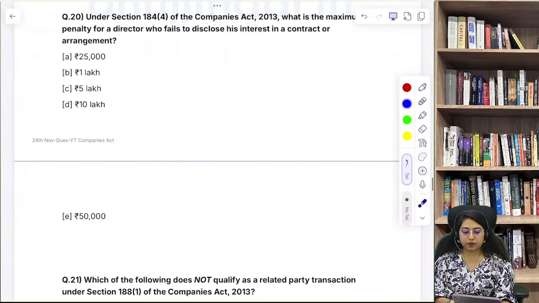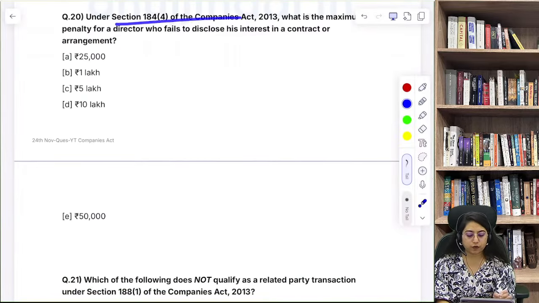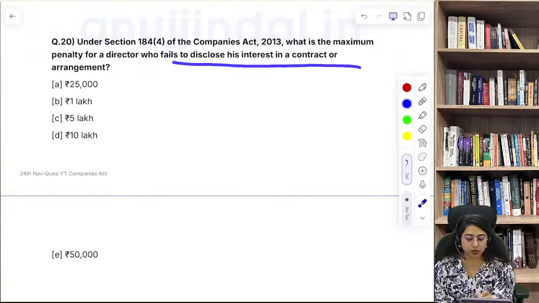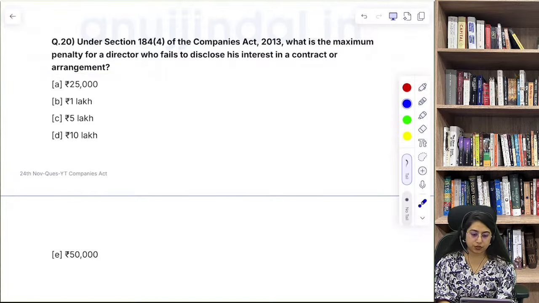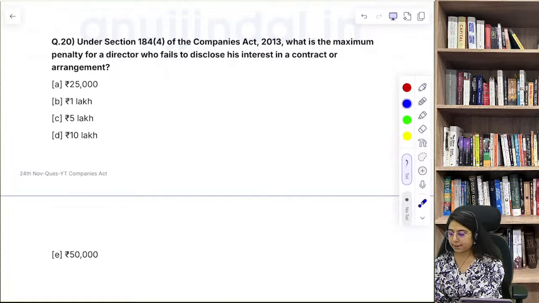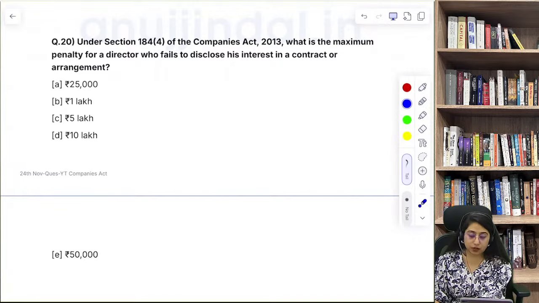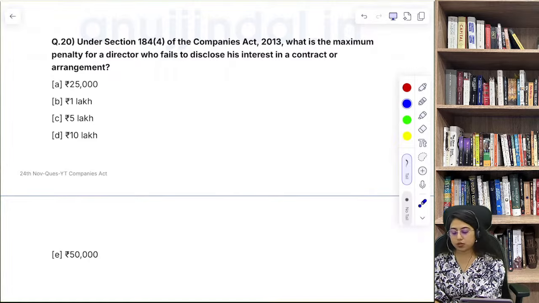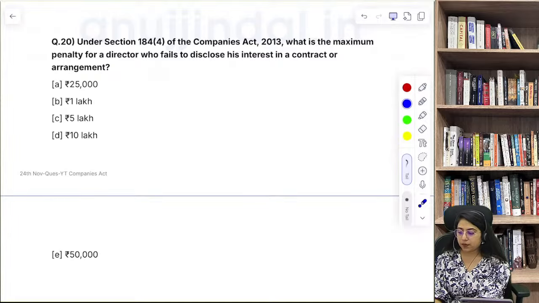Question number 20, everyone. Under section 184(4) of the Companies Act, what is the maximum penalty for a director who fails to disclose his interest in a contract or arrangement? Very important question. You need to remember where in the auditors and audit committee the role of the board of directors comes and the role of shareholders comes, because majorly the board of directors are responsible for major operations for the audit committee and auditors, but the remuneration is decided by the shareholders in the general meeting. Anyway, question number 20, everyone.